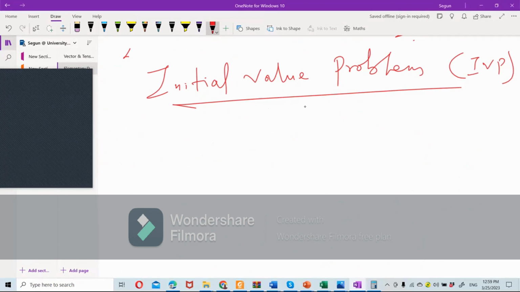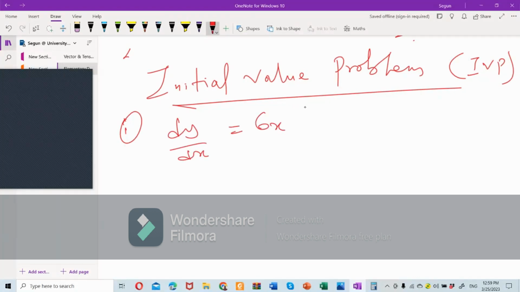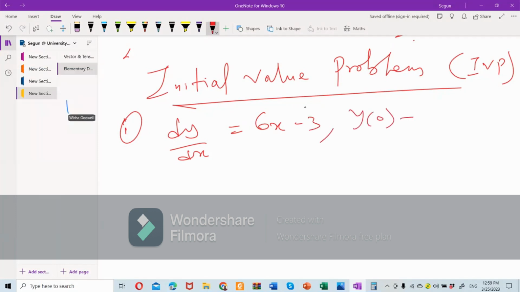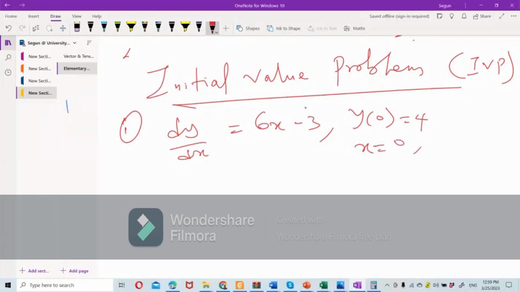Under the IVP, what are the things we need to check? IVP solution. From there, we can also solve some of the problems. Let's look at it. Number one, in this case, you have dy/dx equals 6x minus 3. y of 0 is equal to 4. x is equal to 0, y is equal to 4.